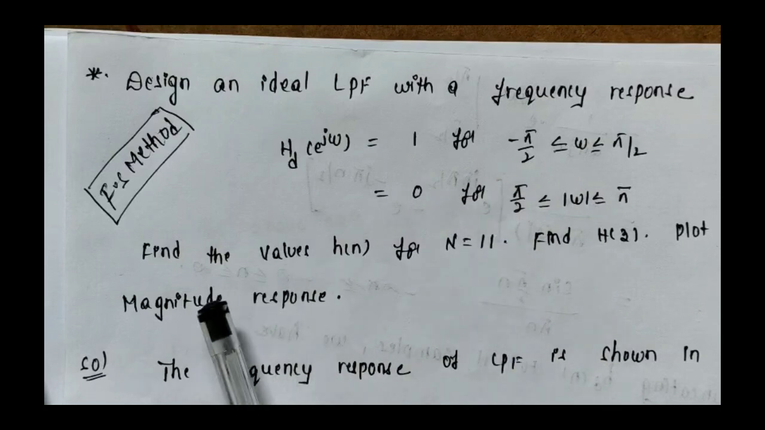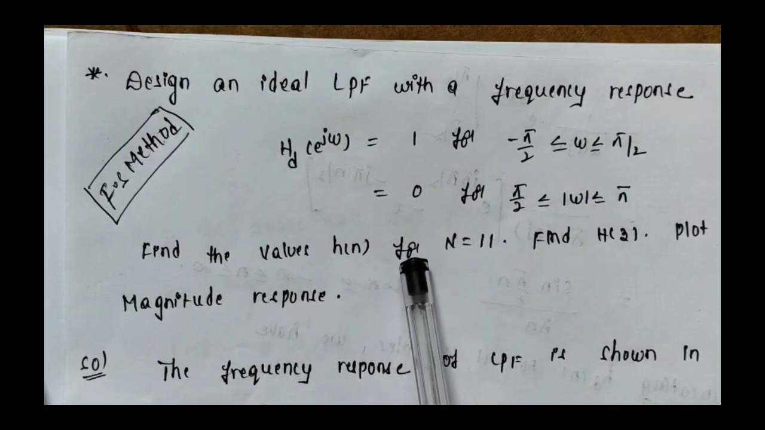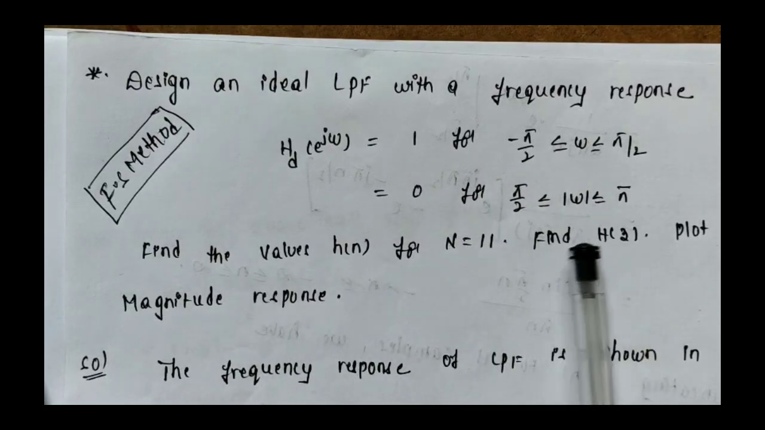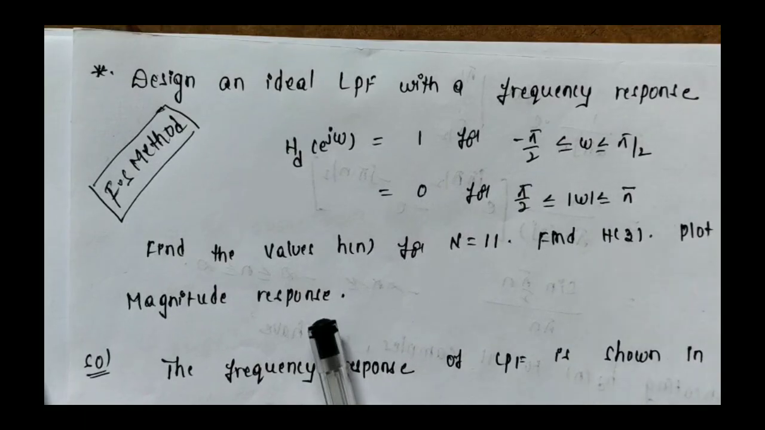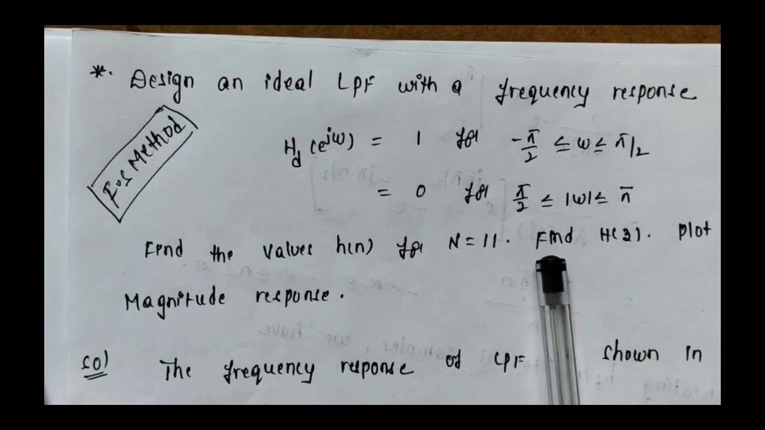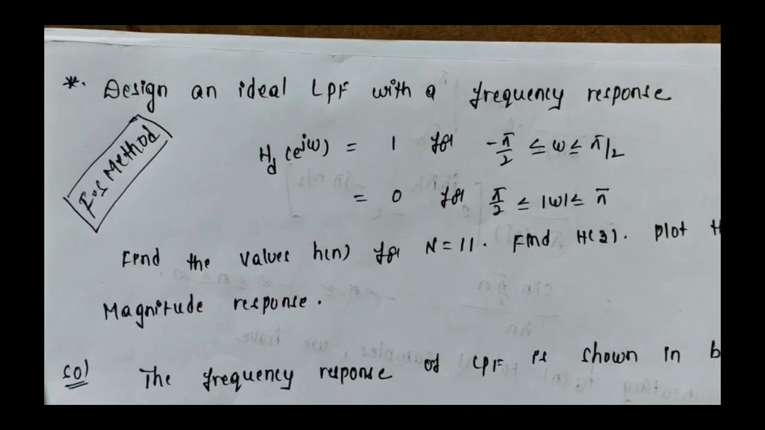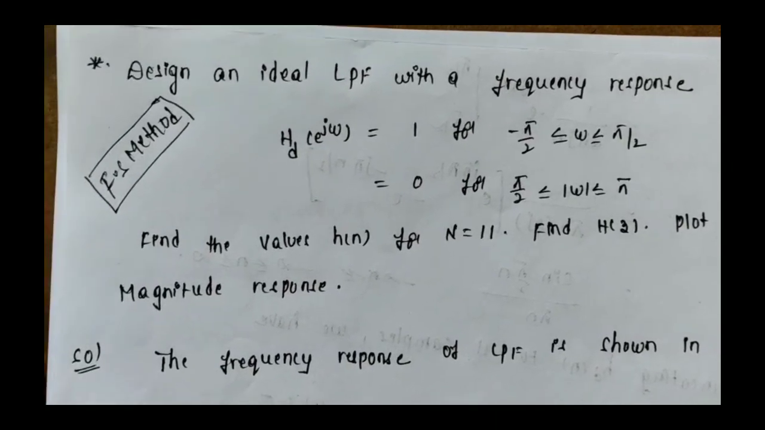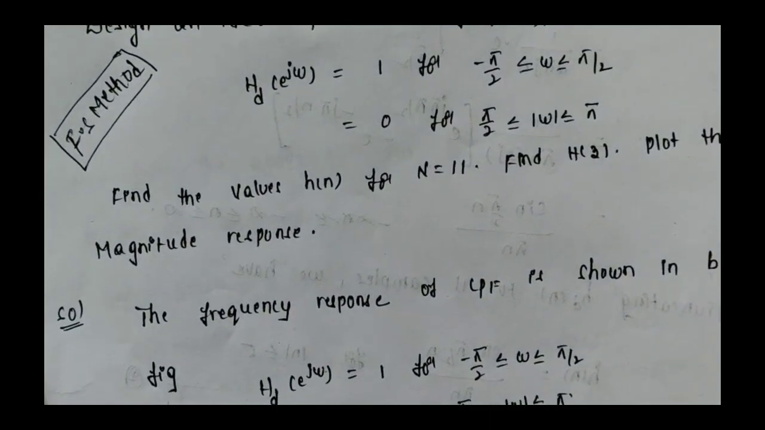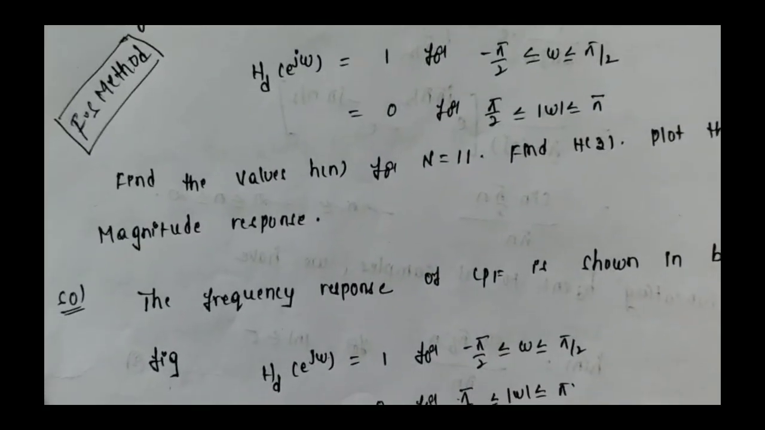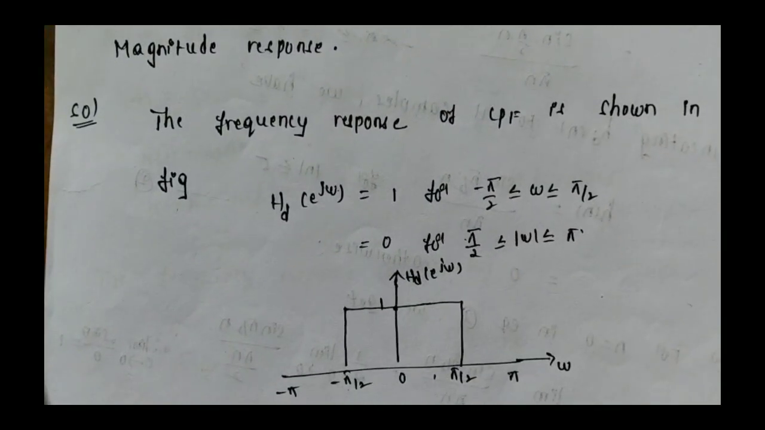Now next, find the values of h of n for n equal to 11. Find h of z and plot the magnitude response. Finding h of z is nothing but finding the transfer function, and finding the transfer function is nothing but designing the filter. So now, according to this, let us go to the frequency response of the low pass filter.